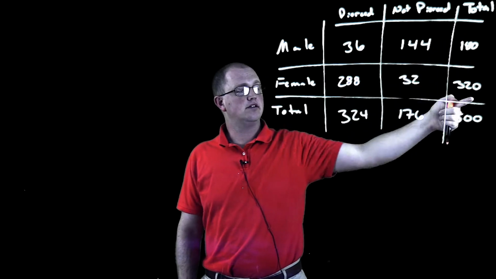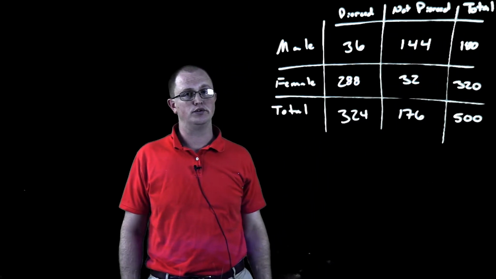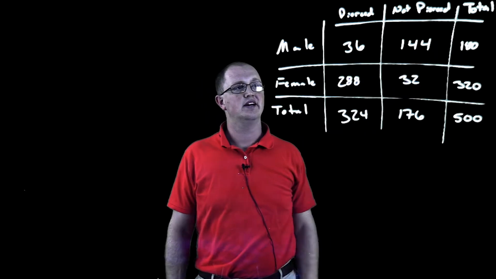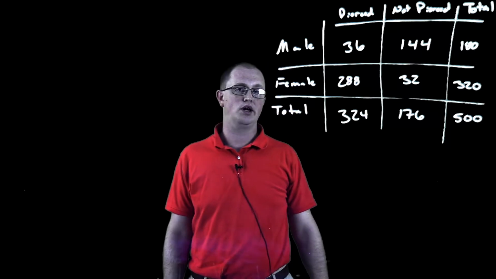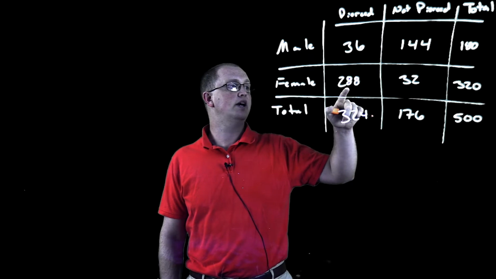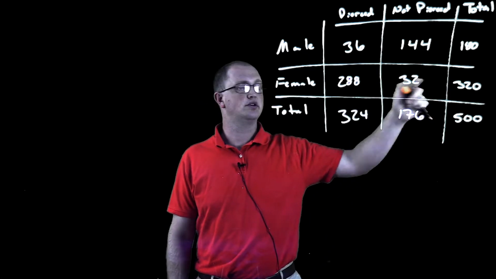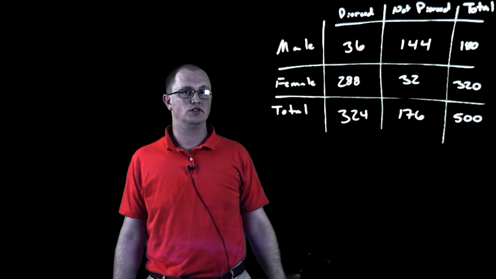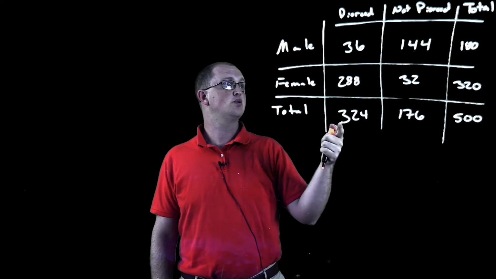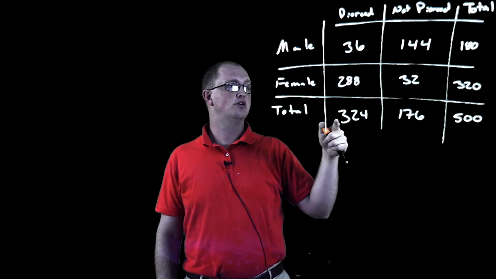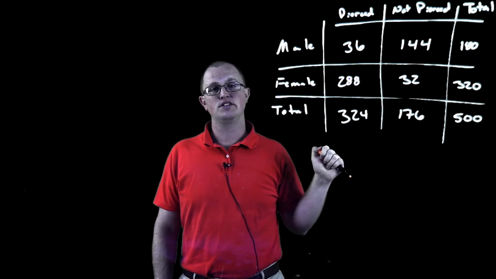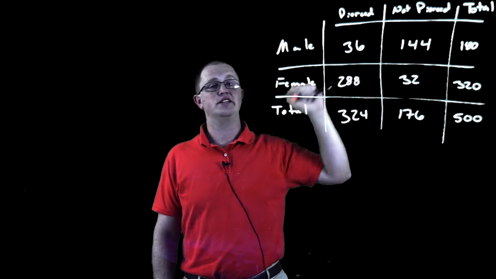And then the final column and the bottom row give us our totals. So if we add 36 and 144, we get 180, and that gives us the total number of people who identified as male. And we have the 288 plus the 32 gives us a total of 320 respondents who identified as female. And if we add those together, we get our 500. The 324 gives us our total number of respondents who said that they had pierced ears. And the 176 gives us our total number of respondents who said that they did not have pierced ears.